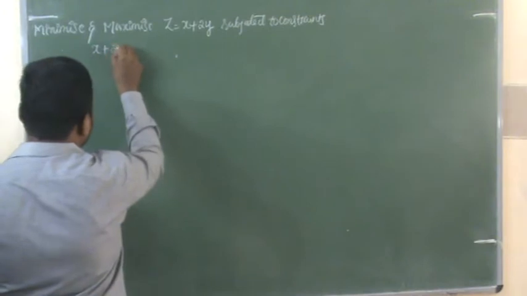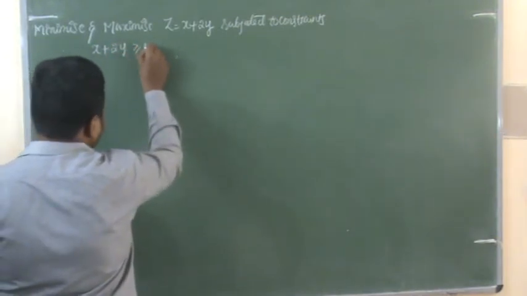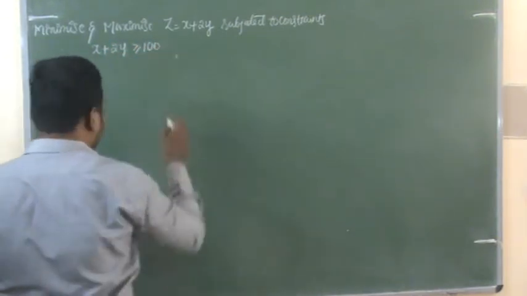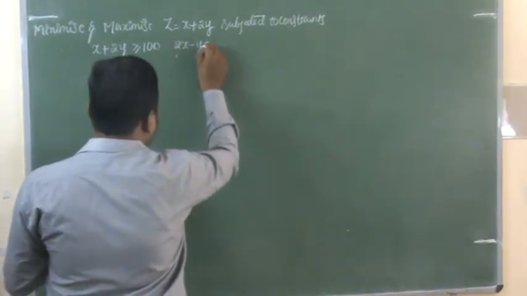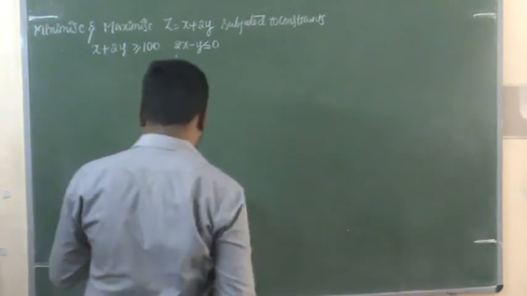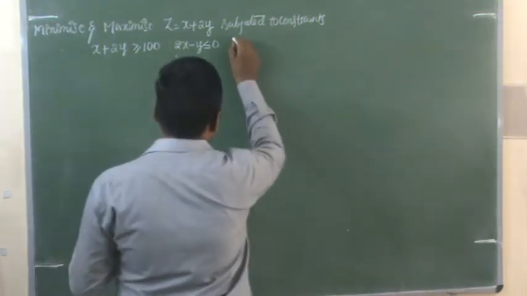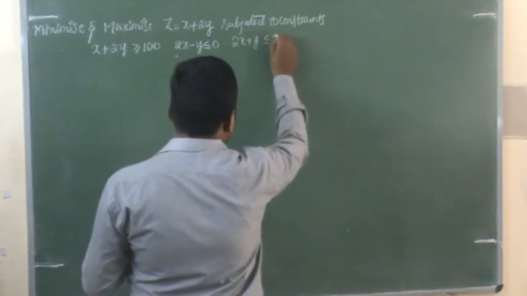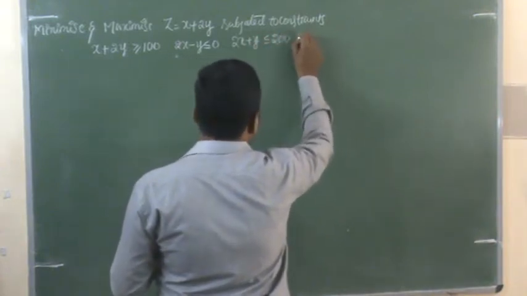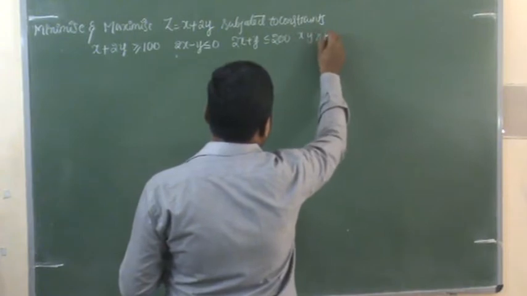x plus 2y greater than or equal to 100. 2x minus y less than or equal to 0. And 2x plus y less than or equal to 200. Where x and y are greater than or equal to 0.